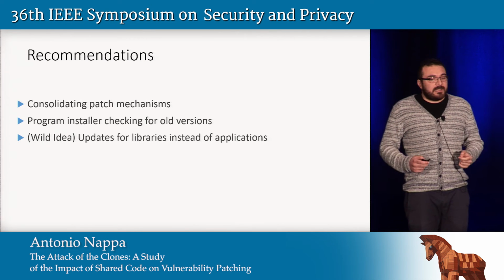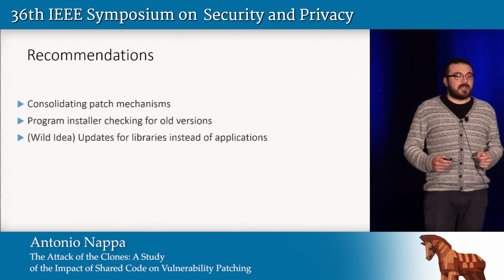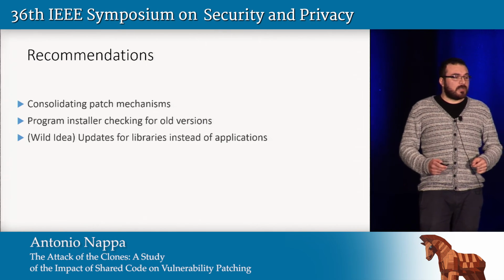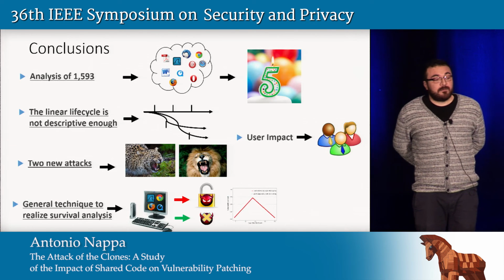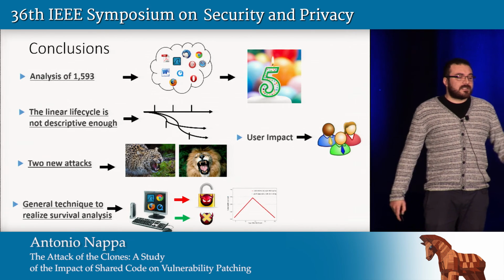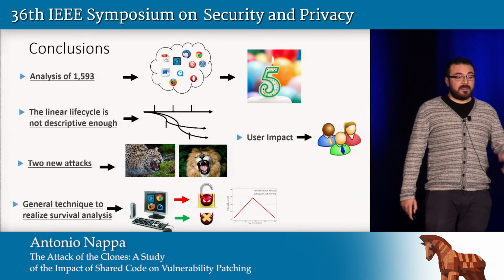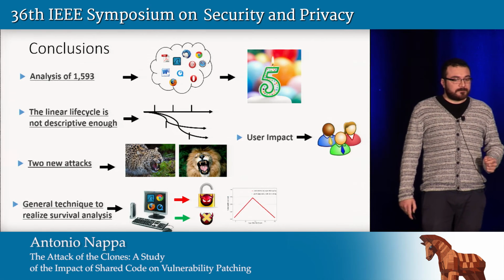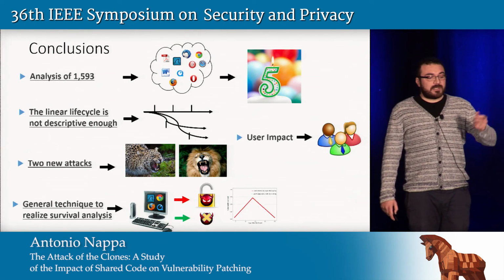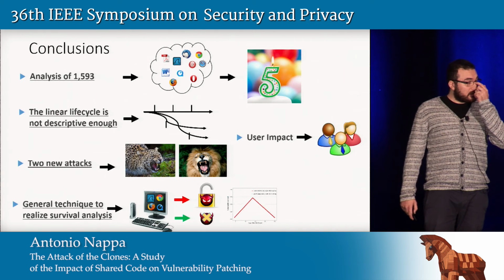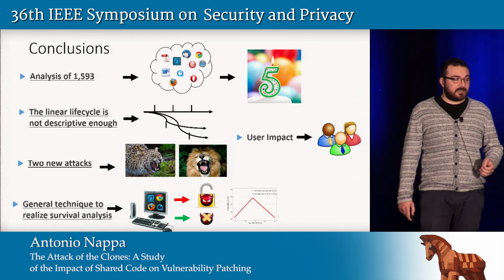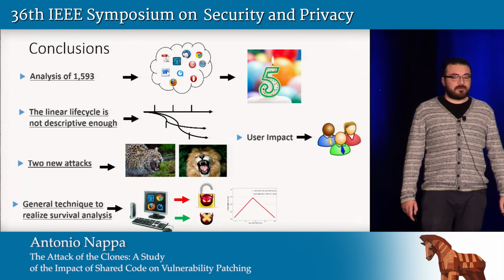And also, we propose a wild idea that could be basically managing updates for libraries in a different way, with separate applications. So in this work, we have analyzed roughly 1,600 vulnerabilities for 10 applications over a period of 5 years. We showed that the linear life cycle for vulnerabilities is not descriptive enough, especially in case of shared code. We developed 2 new attacks against shared code. We measured the user impact based on categories on the patching delay. And we propose a general technique to map the files and realize survival analysis.